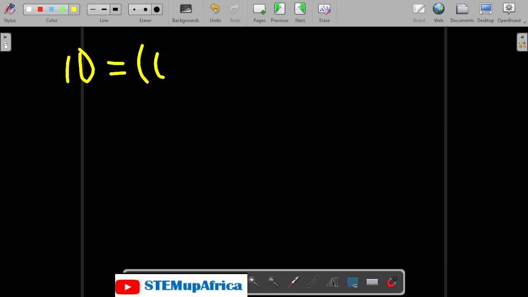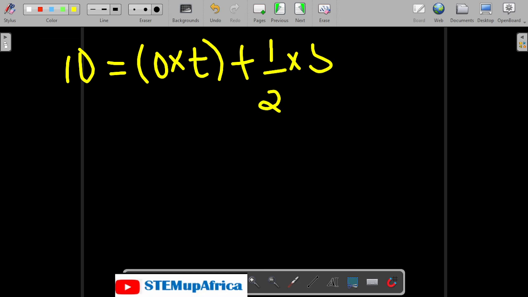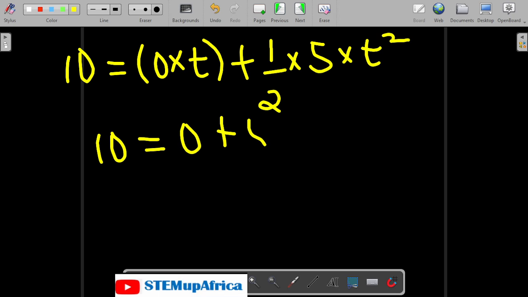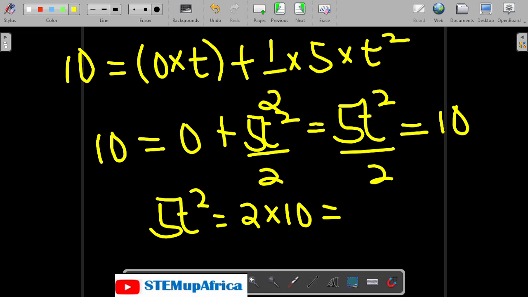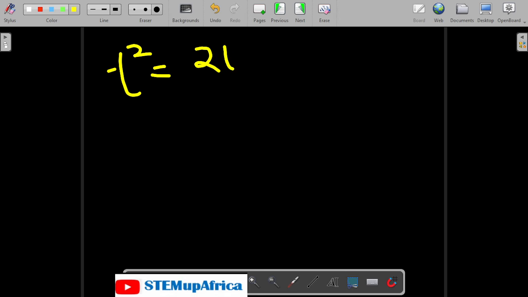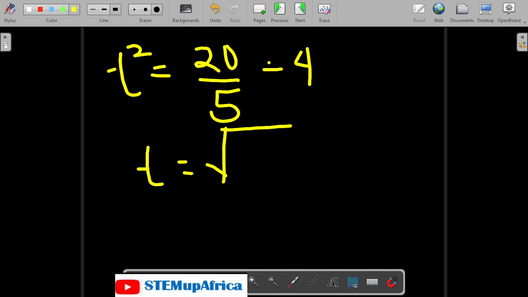The ball was at rest before it started moving, so the initial velocity is 0 times t plus 1 over 2 times 5 times t squared. So 10 equals 0 plus 5t squared over 2. Everything here equals 10. So 5t squared equals 2 times 10, that is 20. So t squared will be 20 divided by 5. The result is 4. t is the square root of 4. The answer is 2 seconds.